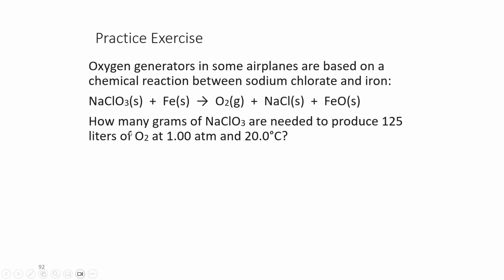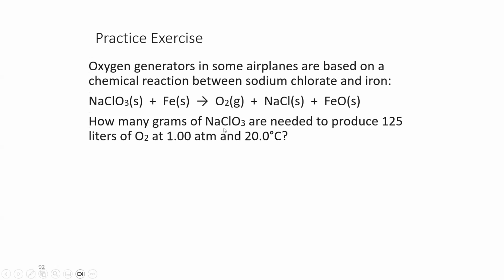So similarly here, if you want to practice with this one, now we've got oxygen generators in some airplanes that are based on a chemical reaction between sodium chlorate and iron. So you can see that chemical equation below. And remember, with these equations, we always want to make sure that they're balanced. So in this case, we've got 1 sodium on each side, 1 chlorine on each side, 1 iron on each side, and then we've got 3 oxygens on the left, 2 oxygens here, a third one on the right. So we've got a balanced chemical equation already. So we don't need to add any coefficients to this one.